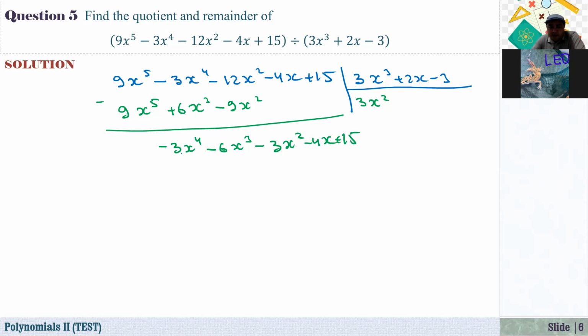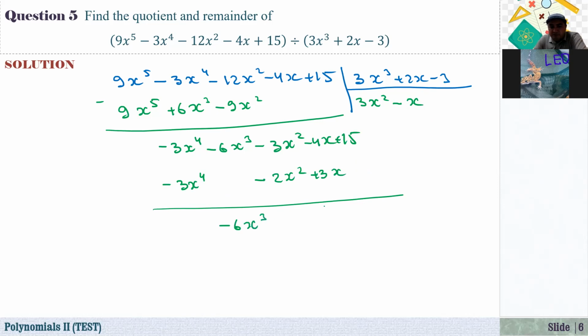Now minus 3x to the power of 4 divided by 3x cubed is minus x. So minus x times 3x cubed is minus 3x to the power of 4. And here we have minus 2x squared. Also here we have minus 3x, minus plus 3x, because minus x times minus 3 is plus 3. So that's 0. So here we have minus 6x cubed.